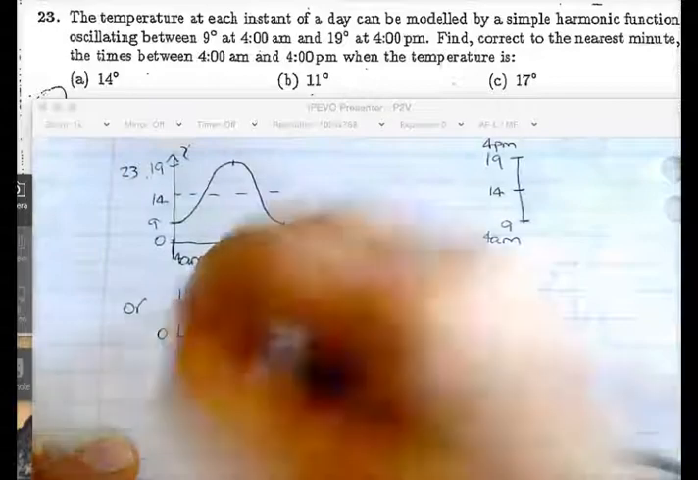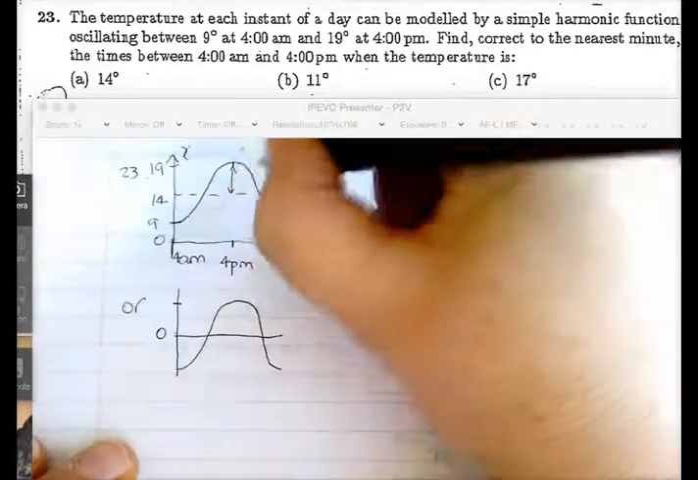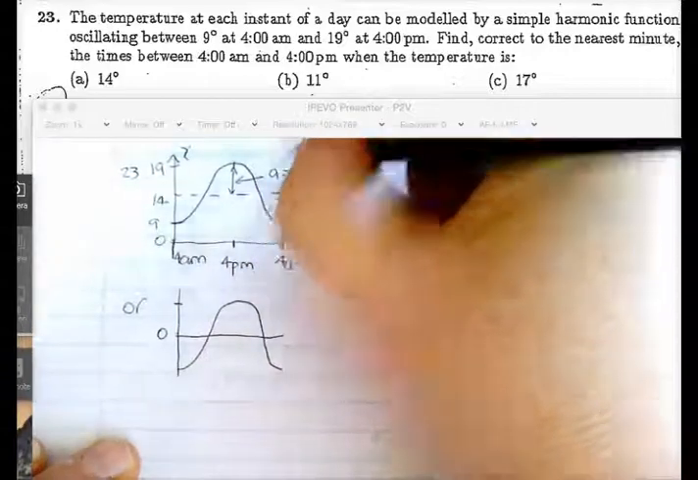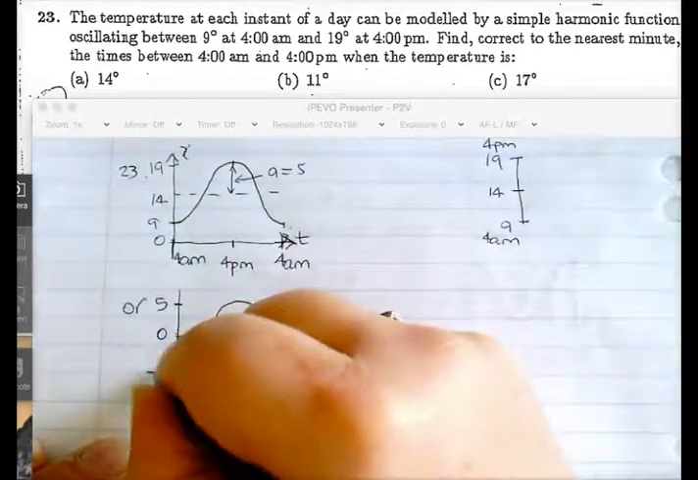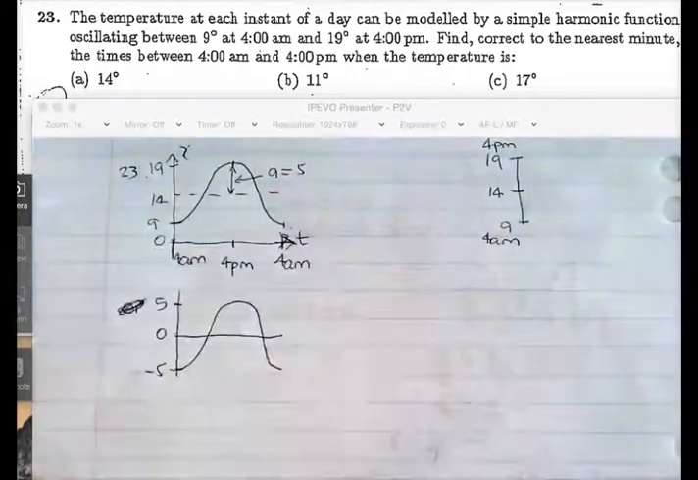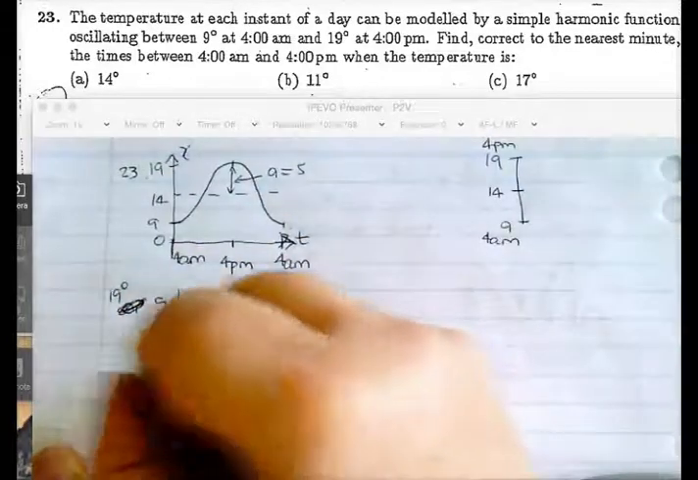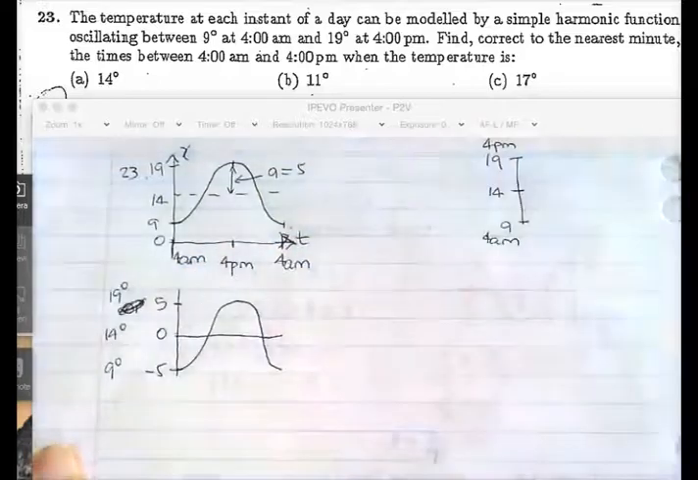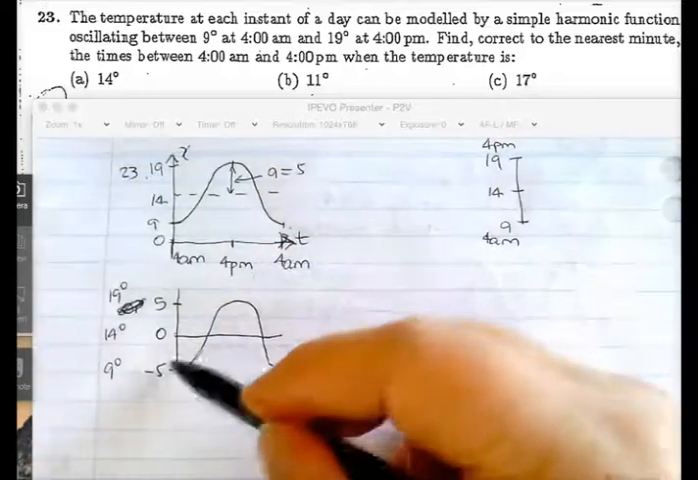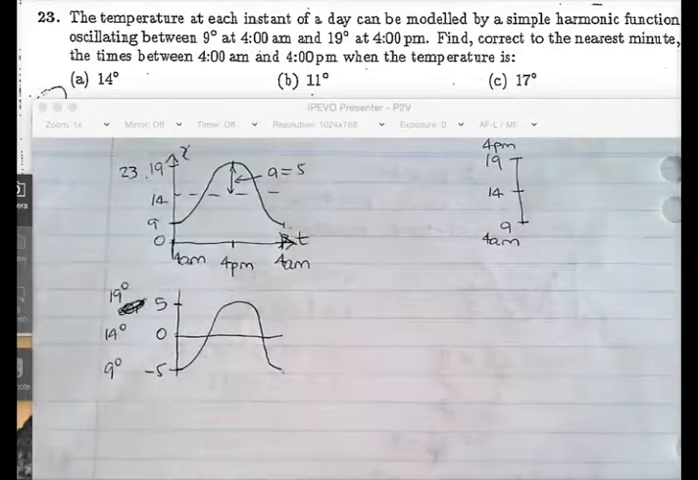This is 0. What's the amplitude, girls? The amplitude's 5. So I like to go from 5 to -5, but I know that 5 is really 19, so I'm just going to put this on the side, and -5 is really 9, and 0 is really 14. So what you can do is just work with this, but whatever answers you get, you'll add 14 onto them if I'm asking for temperatures later.